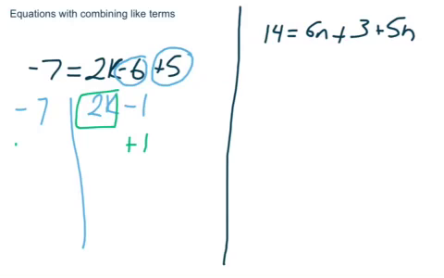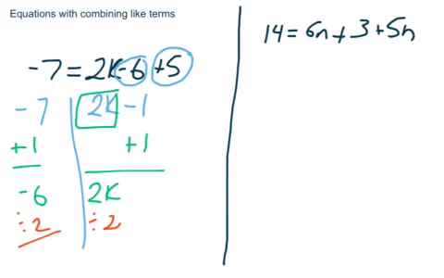I'm going to add 1 to both sides. I'm left with a negative 6 over here equal to 2k. And then I'm going to get rid of the coefficient by dividing by 2. And I'm left with negative 3 is equal to k.